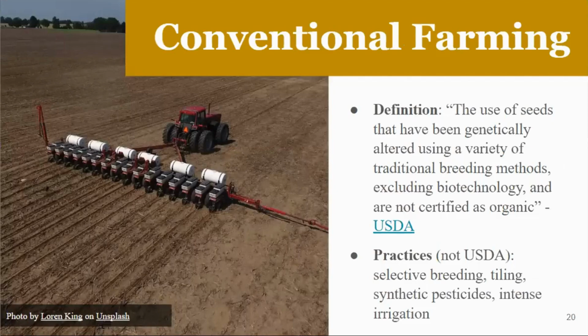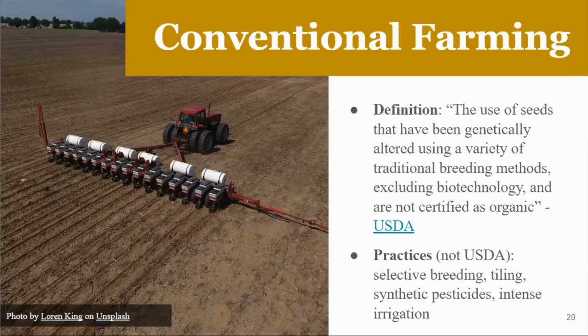The definition from the USDA actually is not at all what you might think it is. It's concerned with the use of seeds that have been genetically altered using a variety of traditional breeding methods. That doesn't include biotechnology, so going in there and editing genes doesn't count. And they're not certified organic. So in a lot of ways, conventional farming is defined by what it's not as opposed to what it is. And this particular definition is focused on seeds.